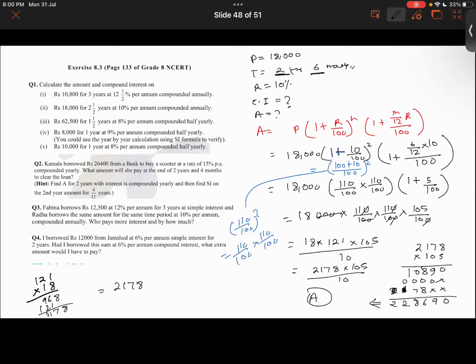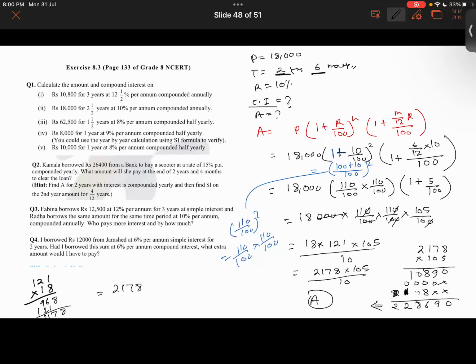Right, Irhan? Yes, sir. Okay. So instead of using the lengthy method, we can simply use this method. Right? Yes, sir. Now, since we have got our amount, we can calculate the compound interest very easily. So that can also be calculated. Other questions will also be done in the same way.